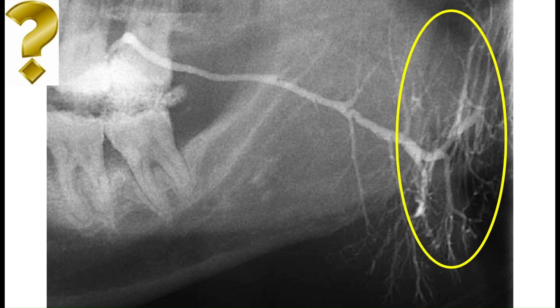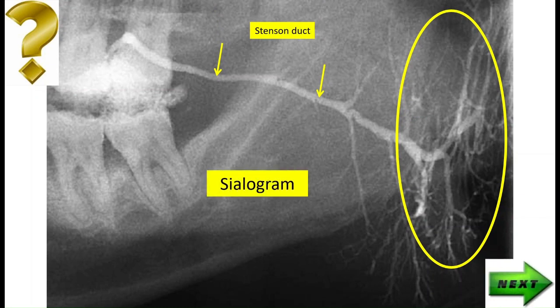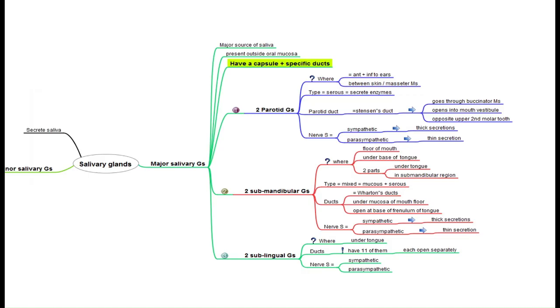Therefore, these ducts inside this yellow oval are ducts within the gland, and here is Stenson's duct going to open into the mouth, and this investigation is called sialogram, and this is a normal sialogram finding.